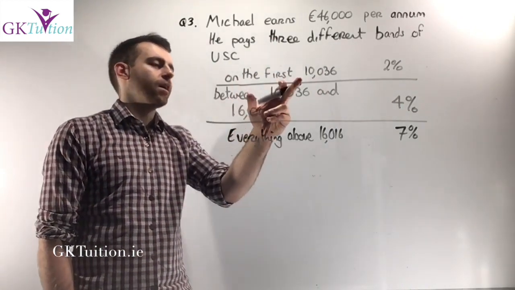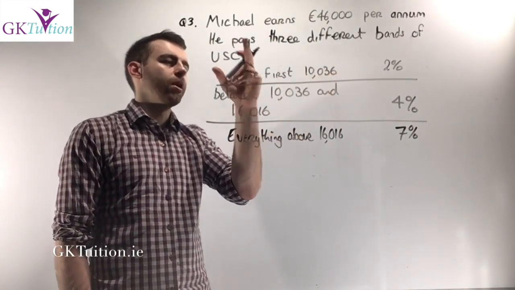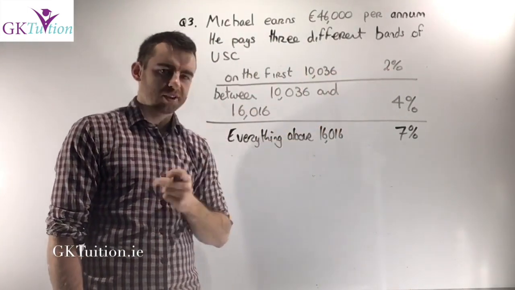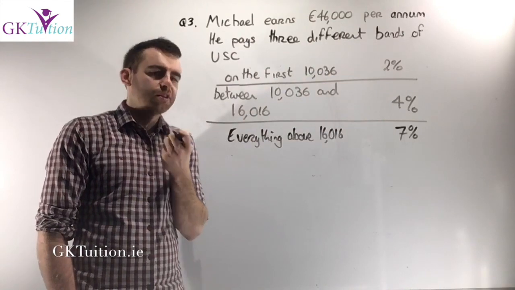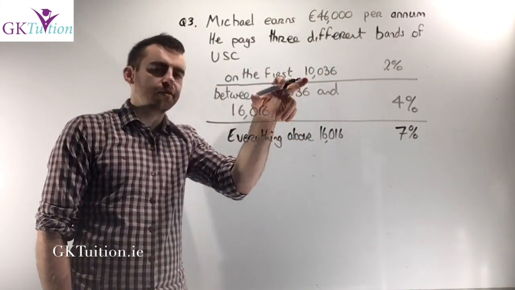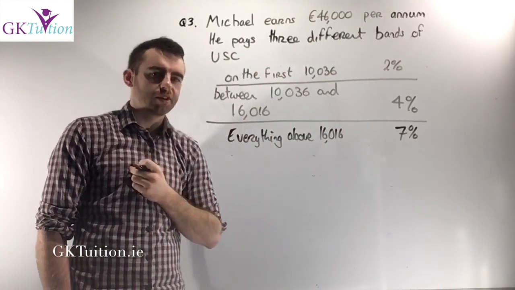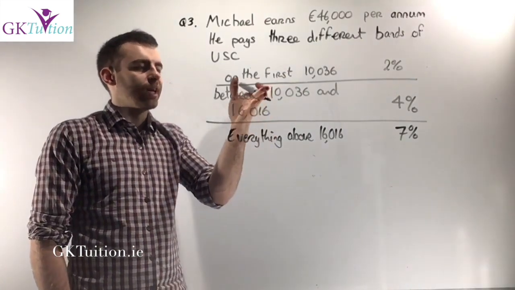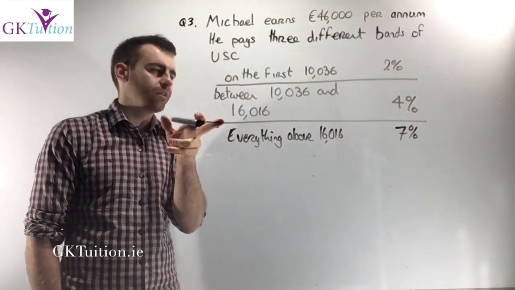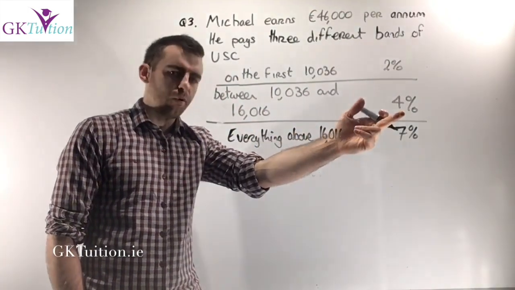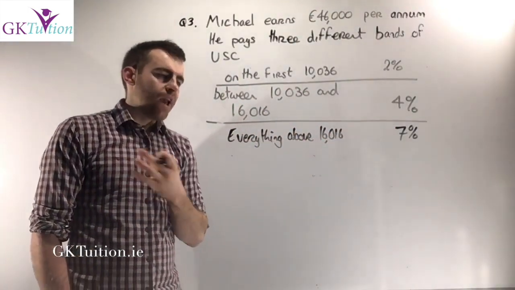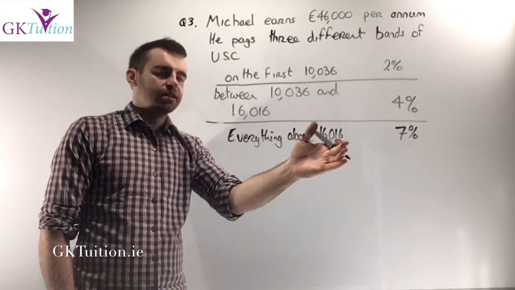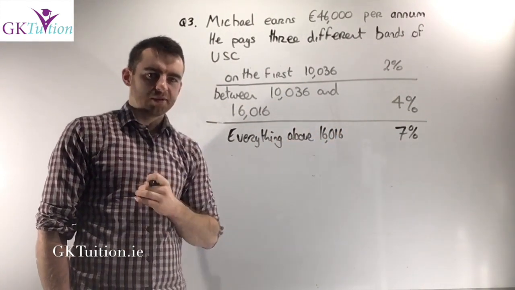On the first €10,036 that Michael is going to earn, he has to pay 2% USC. He has to pay 2% of all of the first €10,036 that he earns. And then on anything that he earns between 10,036 and 16,016, he has to pay 4%. While on everything above 16,016, he's going to pay 7%.